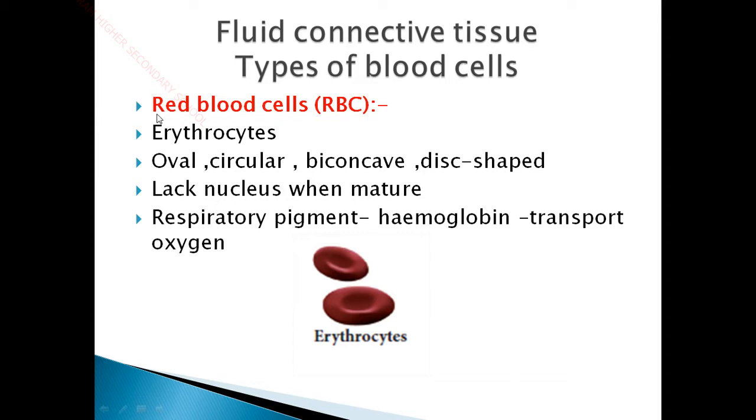First come the red blood cells, RBC. They are also called erythrocytes. If you see from the picture, you can see the shape of our red blood cells as oval or circular or biconcave or disc shape. So red blood cells may occur as oval in shape or circular or biconcave or disc shape.